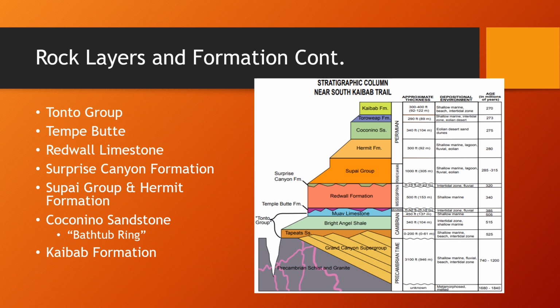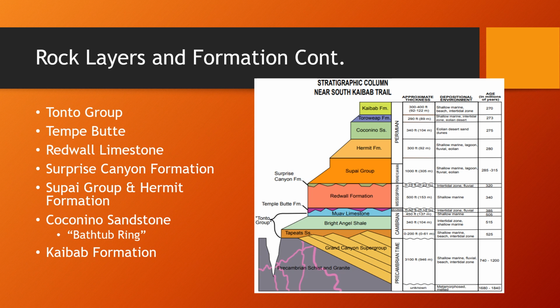The next layer of rock is the Tonto Group. The Tonto Group was formed about 525 to 505 million years ago. And like the Grand Canyon Supergroup, it was brought in by the sea. The sediment brought in with the Tonto Group flattened the previously uneven surface of the Grand Canyon Supergroup. The Tonto Group is made of Muav limestone, Bright Angel shale, and Tapeats sandstone.